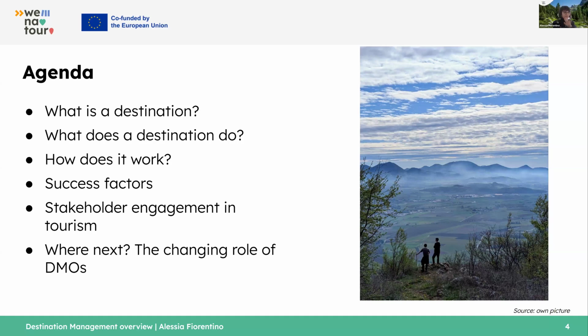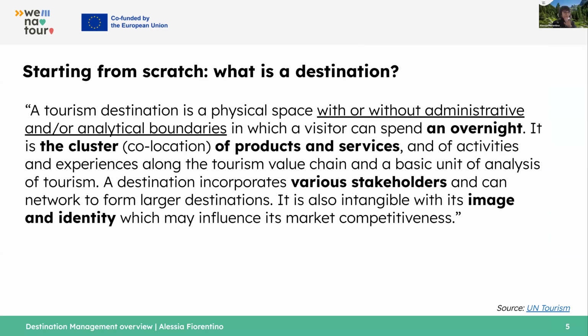So we can see the destination as what? It is any chosen place where people spend an overnight. It is a cluster of products and services. It is at the same time a network of stakeholders, and it is a communicative unit. It has an image and an identity. But okay, so we said a destination is a place where people spend the night. Why? Because it's attractive. It has natural or man-made attractions that people want to see, want to experience.